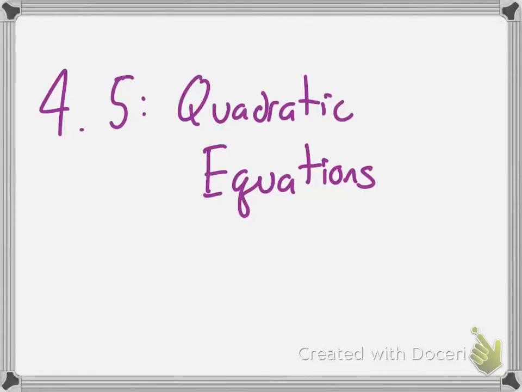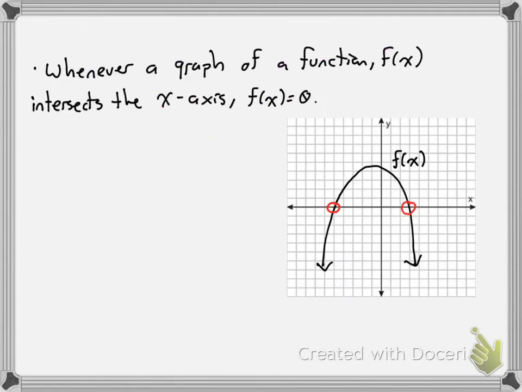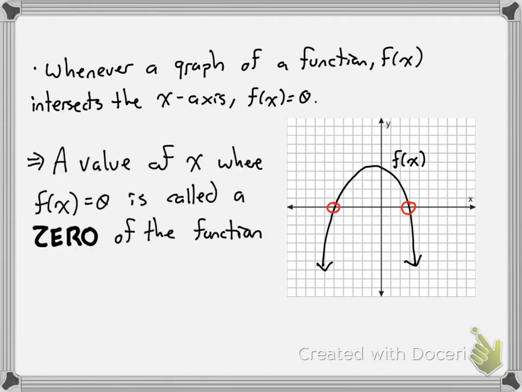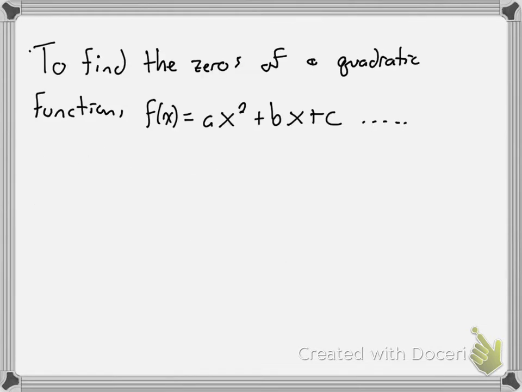In section 4.5, we're going to talk about solving quadratic equations. Whenever a graph of a function f of x intersects the x-axis, that would be where the function f of x is equal to 0. A value of x where f of x is equal to 0 is called the zero of a function.